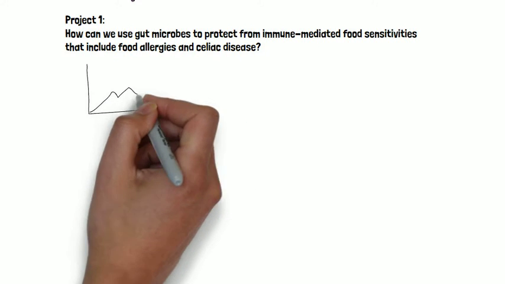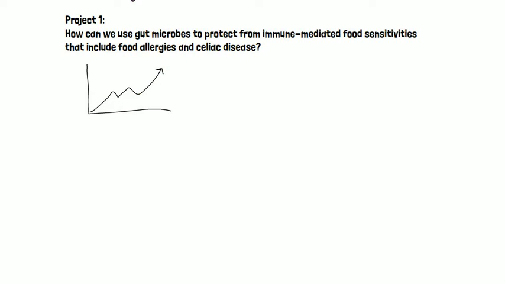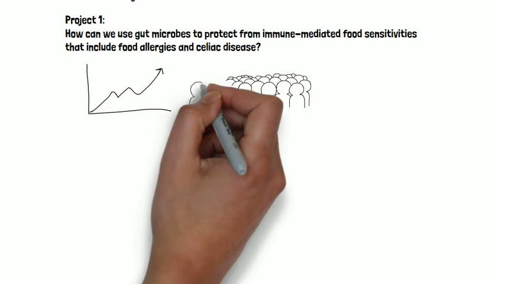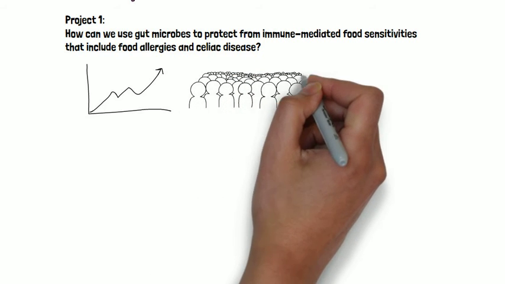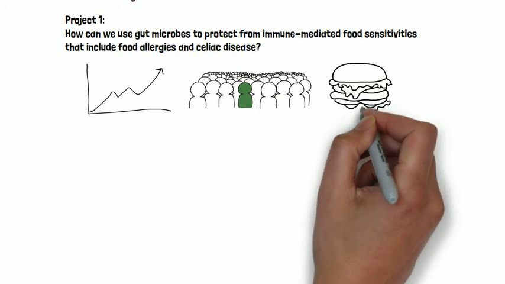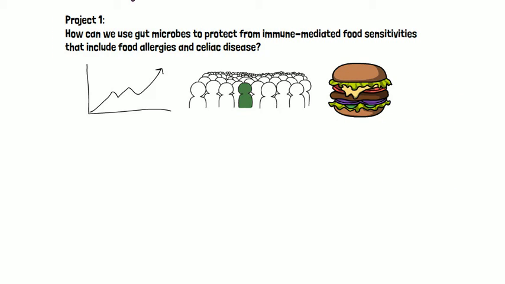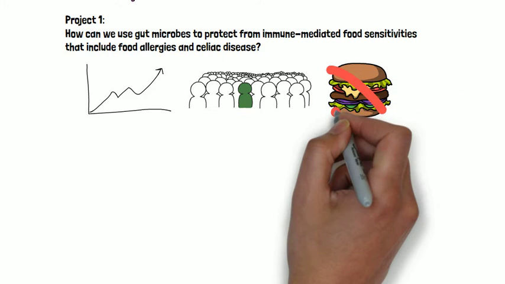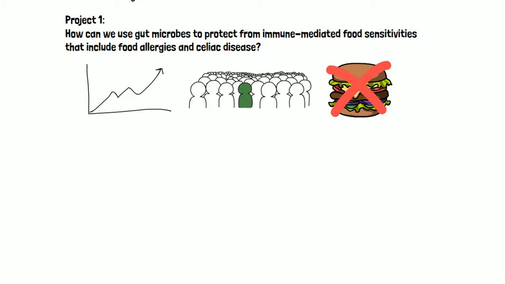Immune-mediated food sensitivities are increasing worldwide. It is estimated that 1 in 20 Americans suffer from food sensitivities. Elimination of the causative foods from the diet is the current standard of care, but always bears the risk of cross-contamination with the offending food, which can significantly impact health in adults and especially children.